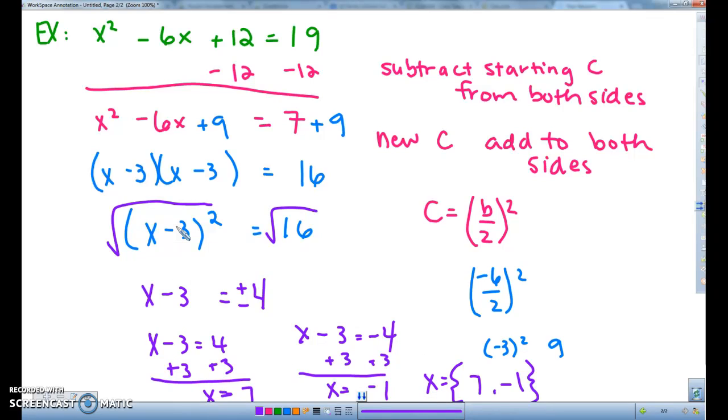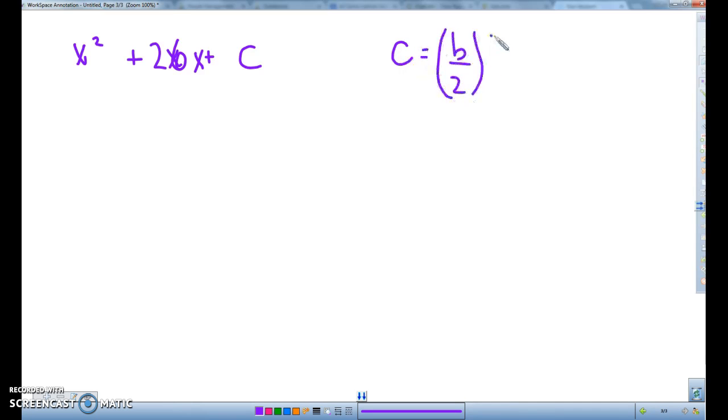So let's go ahead and practice just finding c values for a little bit. Maybe we start with x squared plus 26x, and I want to find what my new c would be. So again, we look at that formula, c equals b over 2 squared.